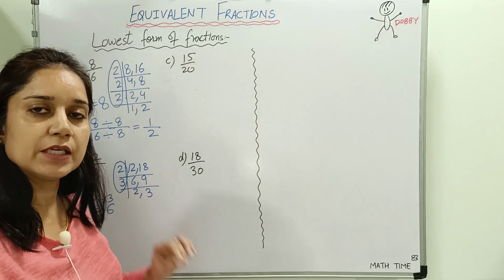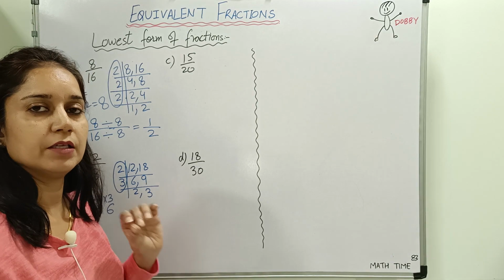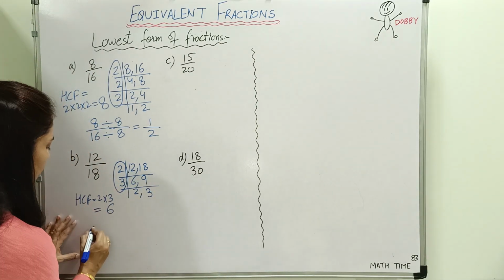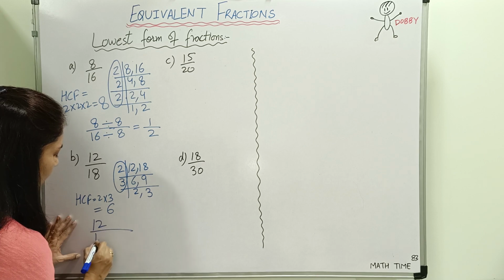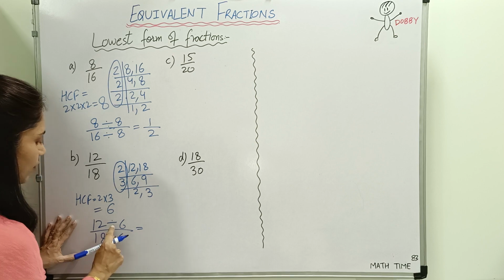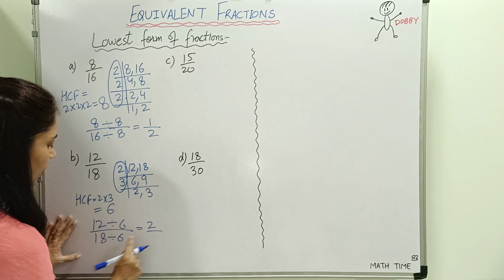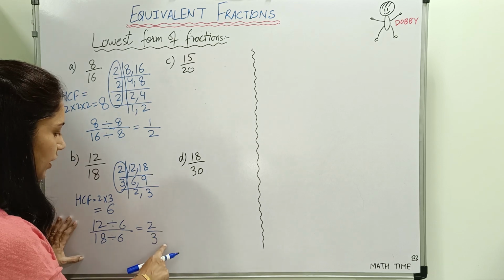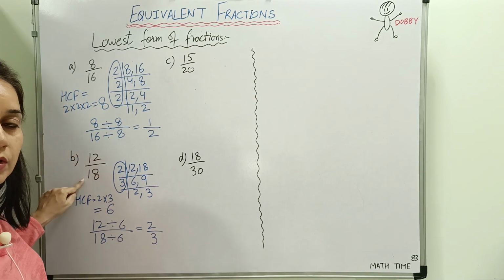So that means 6 is the highest common factor, the number by which the given fraction will be fully divisible. Let us divide 12 upon 18 by 6. Table of 6: 6 2s are 12, 6 3s are 18. So 2 upon 3 is the lowest form of 12 upon 18.